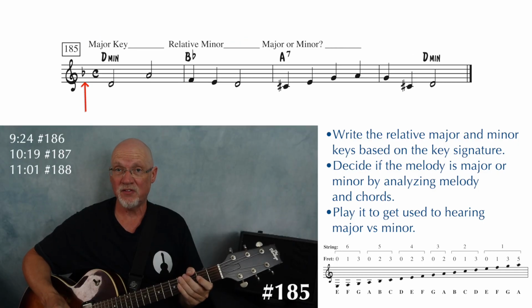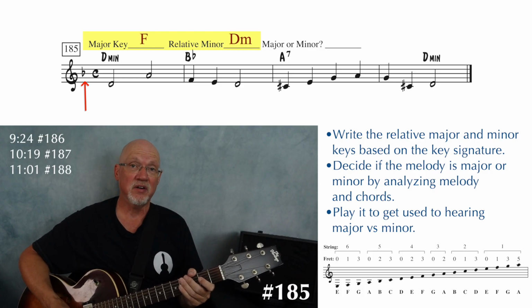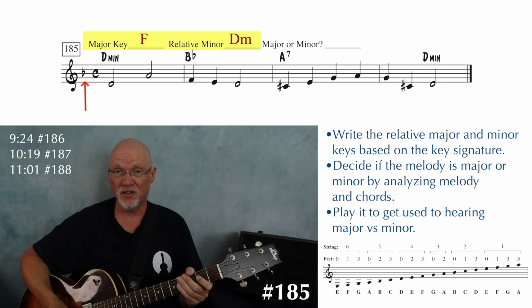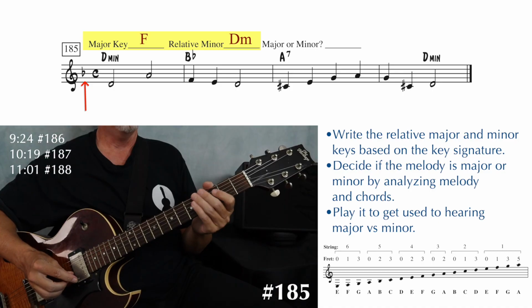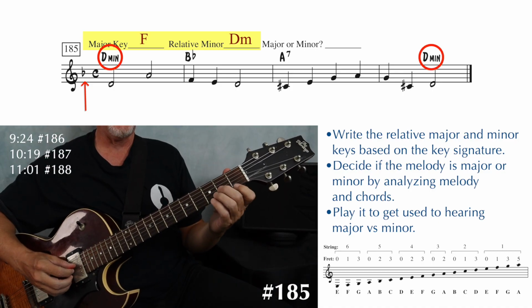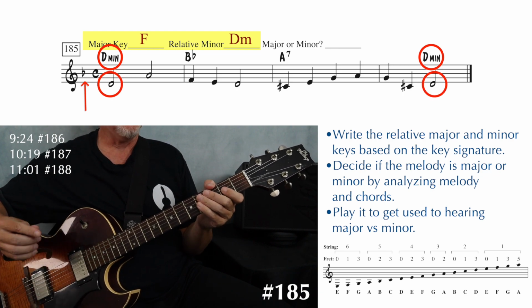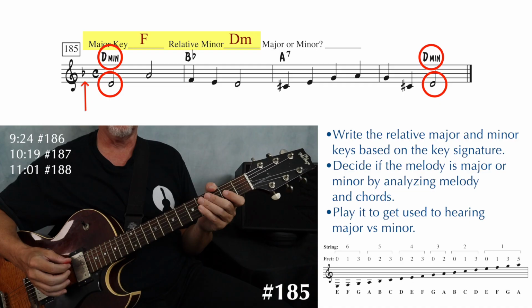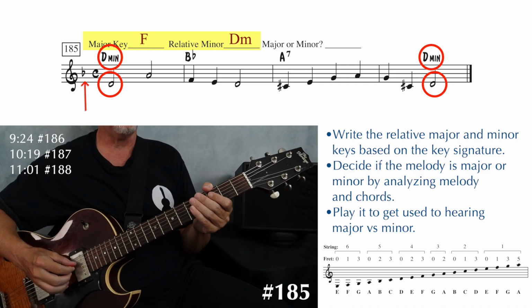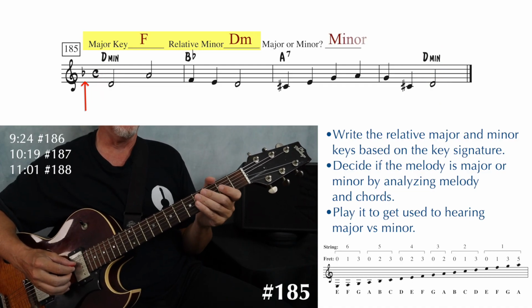Number 185, we have 1 flat in the key signature. If it's a major key, it'll be the key of F. If it's a minor key, it'll be the relative minor of F, which is D minor. Looking through this, we can see that our first and last chord is D minor, and the melody also seems to center around D as well. We begin and end on a D, so I would fill in minor for sure.